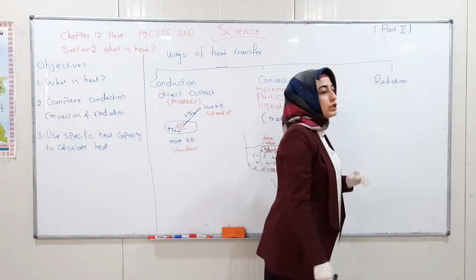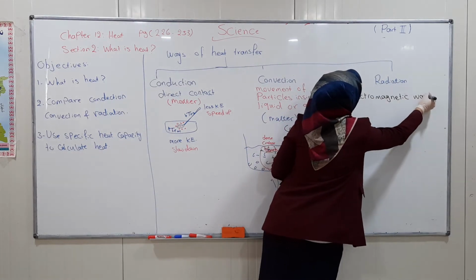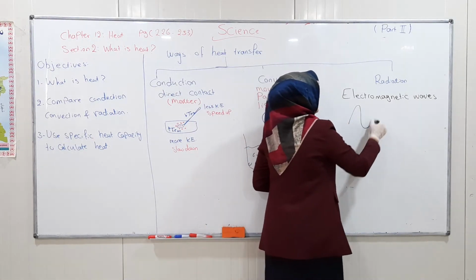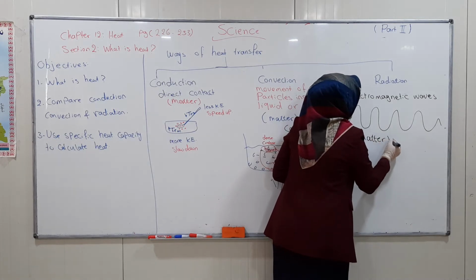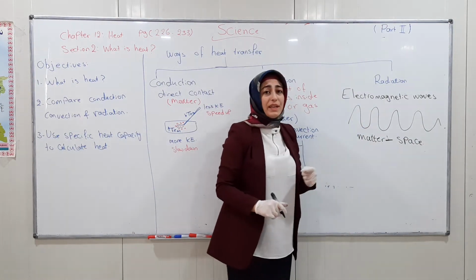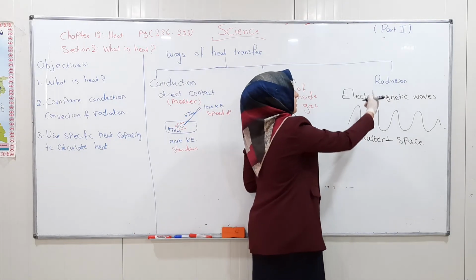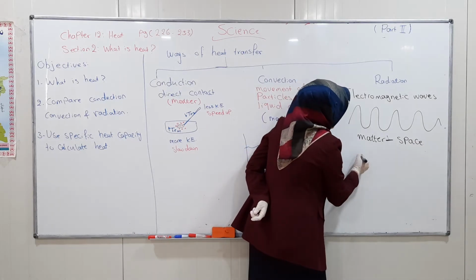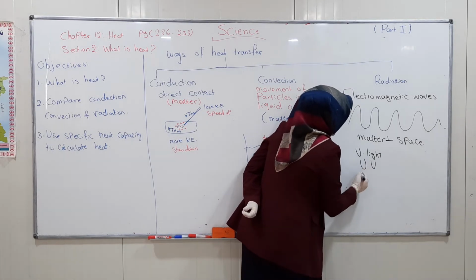Radiation is the transfer of energy through electromagnetic waves. Electromagnetic waves like that. This one can pass through matter or can pass through space. By electromagnetic waves, sunlight can heat the surface of the earth, and the waves that transfer the thermal energy or the energy of the sun to the earth include visible light, ultraviolet, infrared.